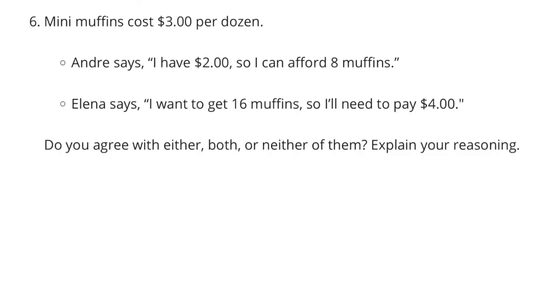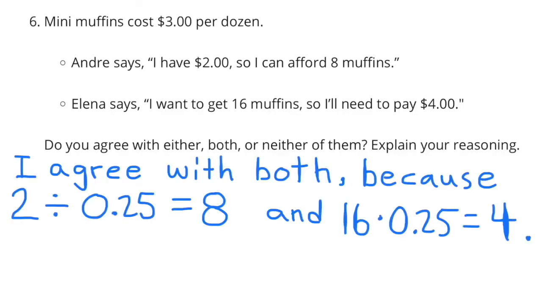Explain your reasoning. I agree with both because $3 divided by a dozen equals 25 cents, and $2 divided by 25 cents equals 8 muffins, and 16 muffins times 25 cents equals $4.